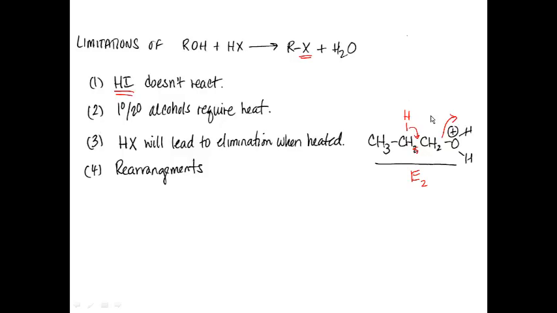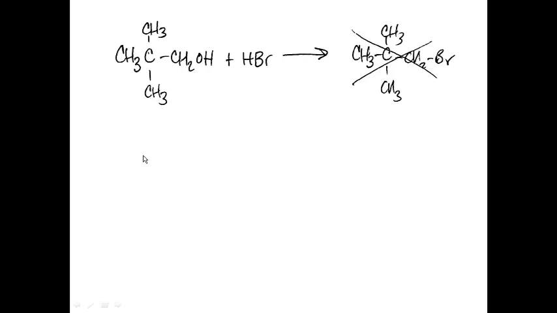And then the last limitation of adding HX to an alcohol to do substitution is the idea of carbocation rearrangements. I talked about carbocation rearrangements last semester. For instance, here's an example of a carbocation rearrangement that occurs if I was to try and replace this OH with a Br using HBr. I would not get the product that I desire.